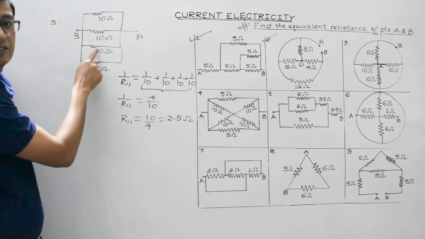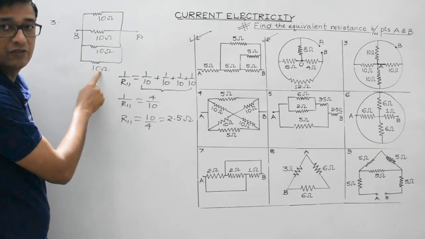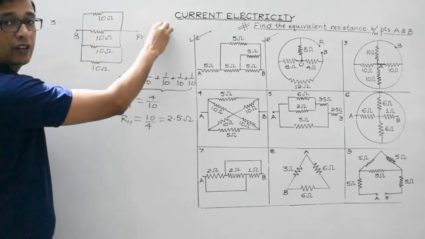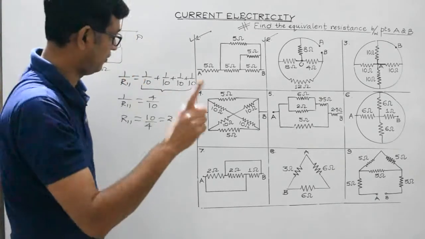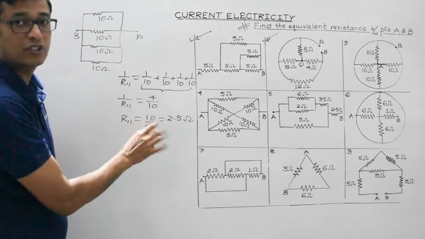Again 10, 10, their parallel resultant is 5. Isn't it? We are left with 5 and 5 which are in parallel. 5, 5 parallel, it will give us a resultant of 2.5. That's the answer which we should get.